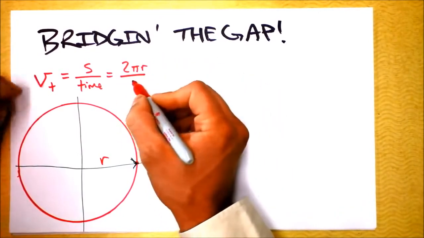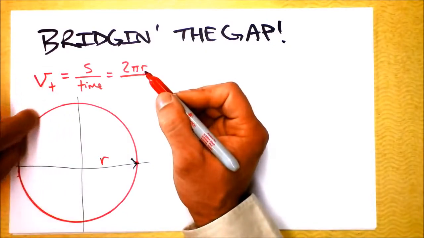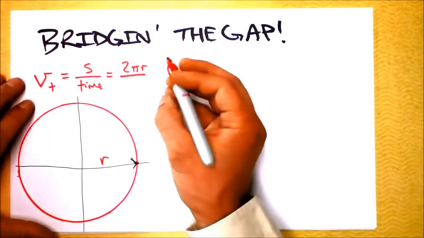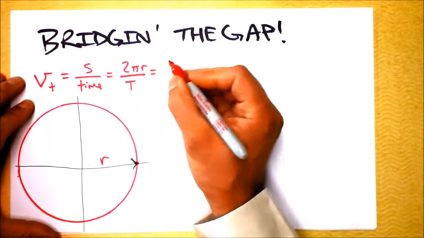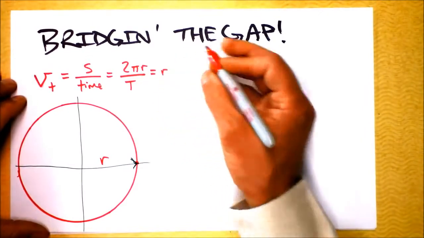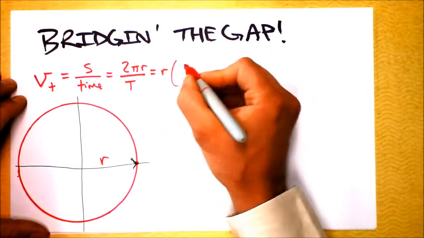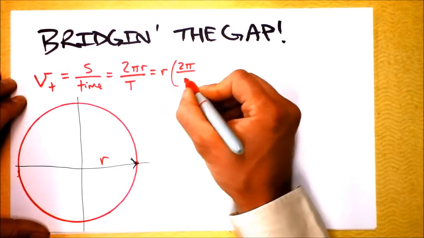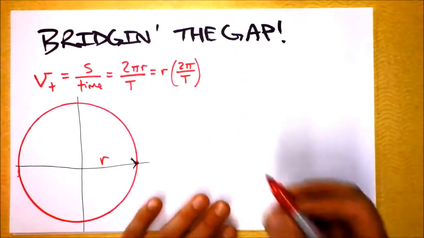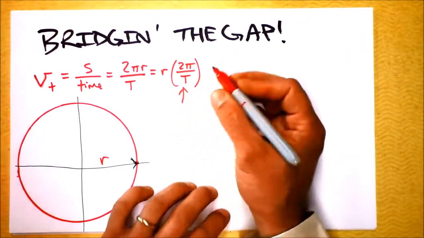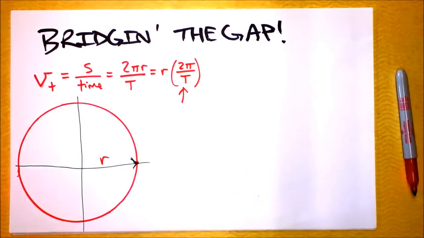But what's the amount of time that it takes for something to go all the way around? That has a special name also. It's called period. So let's identify this a little bit more carefully. We're going to say this is r times this quantity 2 pi over period. You'll remember from a previous video that 2 pi over period is something. I'll give you a moment to think about what it is.